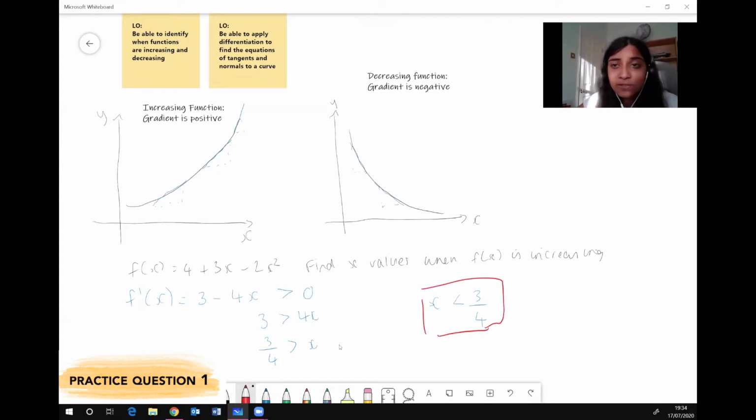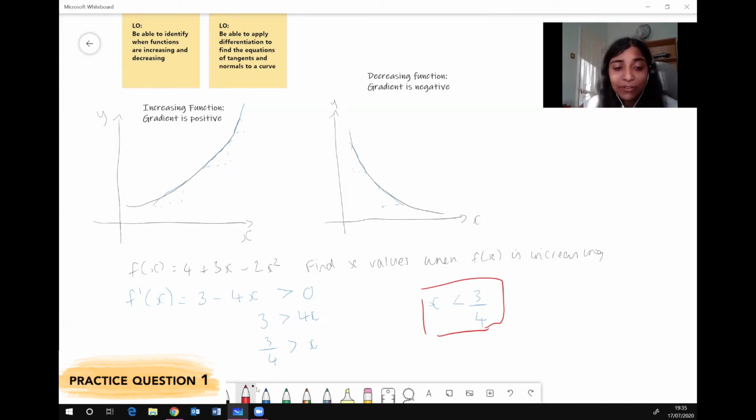So in order to find out the values of when a function is either increasing or decreasing, you just want to take the derivative of your function, and then if it's increasing, you want to find the values where your derivative is greater than 0, positive. But if you want to find when it's decreasing, you just want to find the values when the derivative of your f of x function is less than 0, or negative.